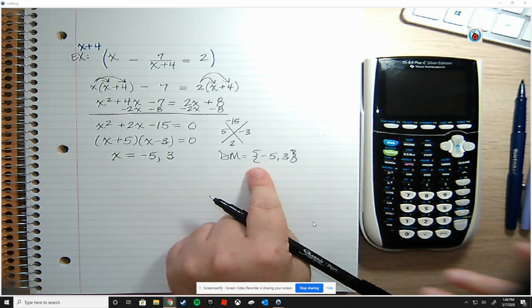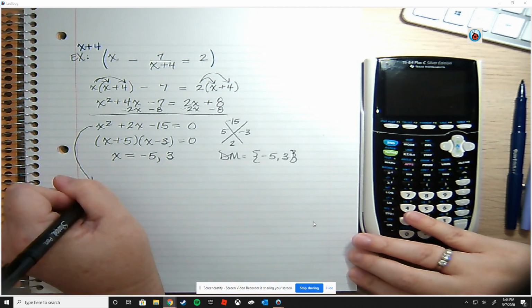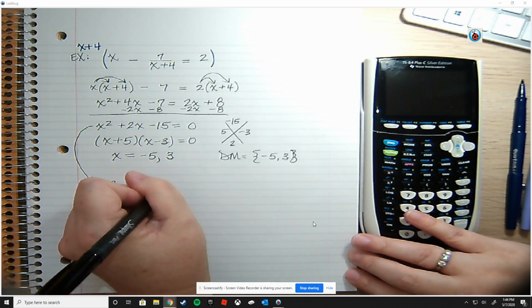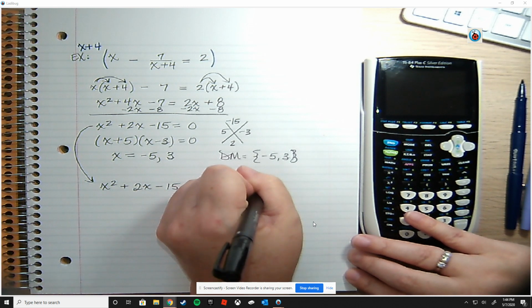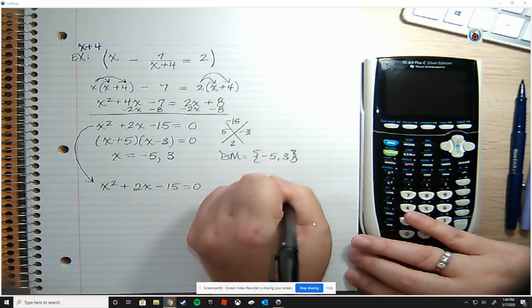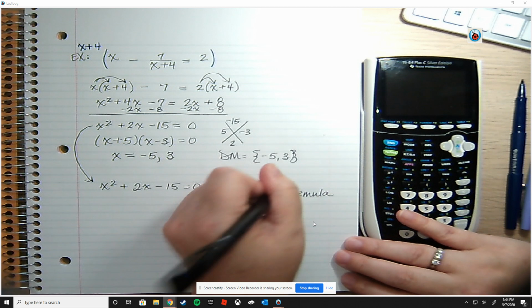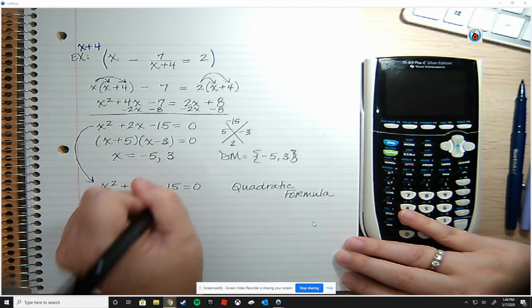Now, if you understand what's going on, you can go ahead and stop the video here. You don't need to keep watching. But if you want a review of the quadratic formula, I'm going to take this step right here, x squared plus 2x minus 15 equals 0, and solve it using the quadratic formula real quickly, so that you've got that as a review. I know for some of you, factoring is not your favorite thing to do. So this is my A, this is my B, this is my C.